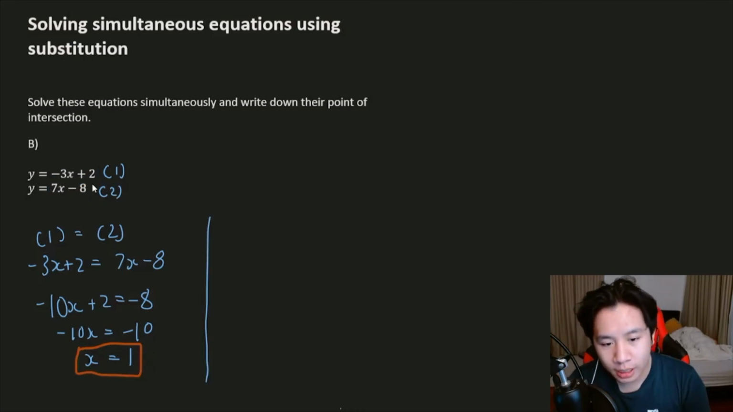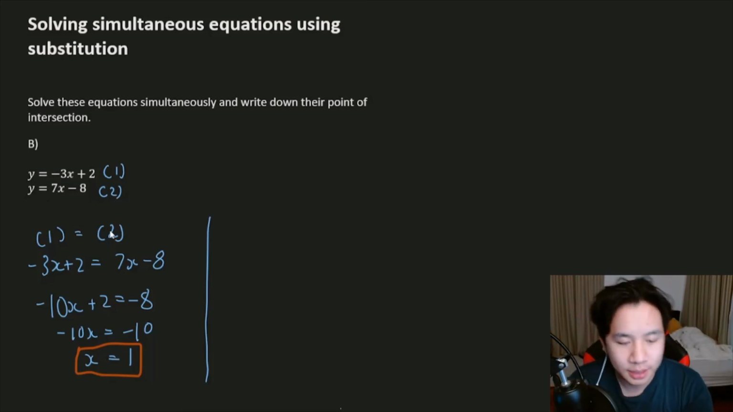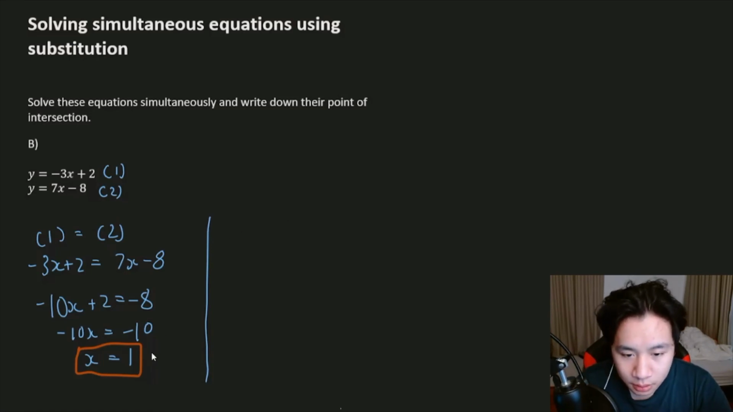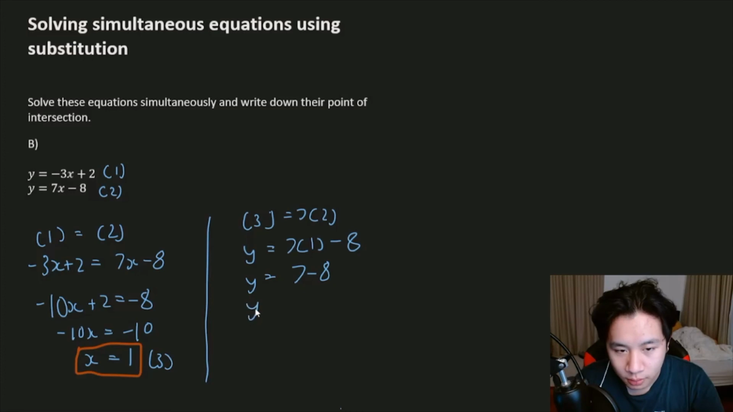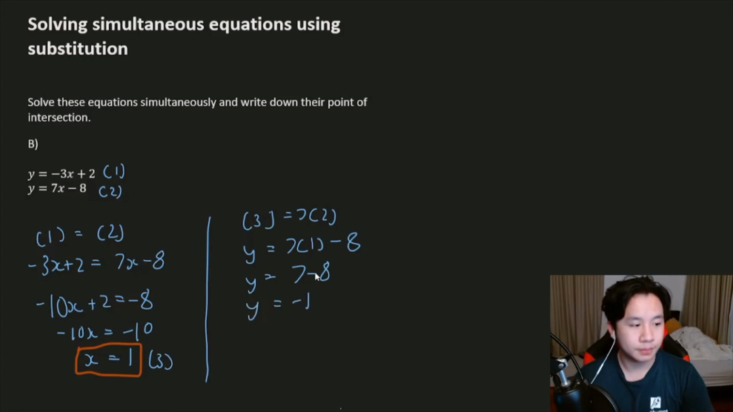Now to find out y, you just need to sub in what you have for x into either 1 or 2. In this case, it doesn't really matter. I'm just going to choose the second one though. So I'm going to call this 3 and say I want to sub 3 into 2. And so we have y is equal to 7(1). That just means 7 times 1, by the way. Minus 8. And so we have y is equal to 7 minus 8, y is equal to minus 1. That's substitution.